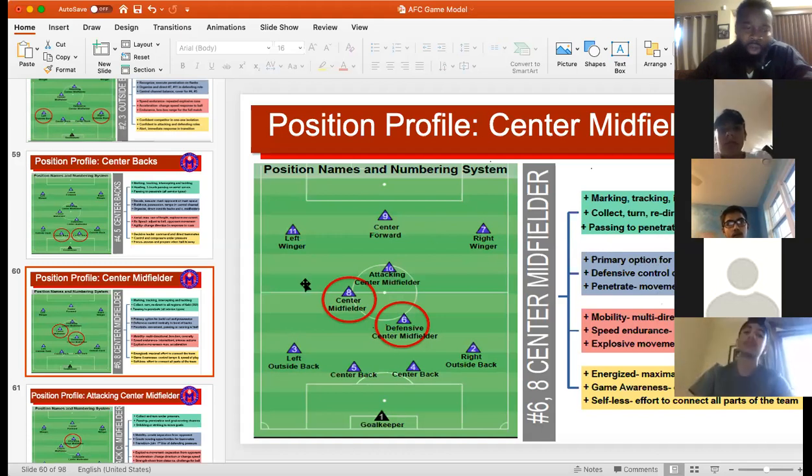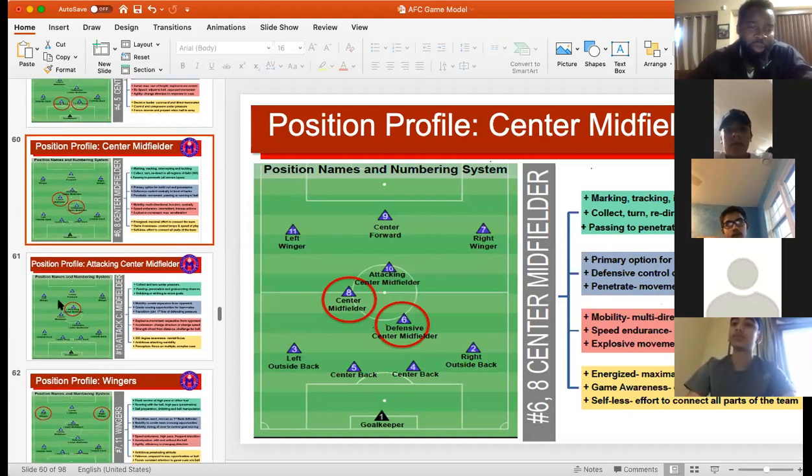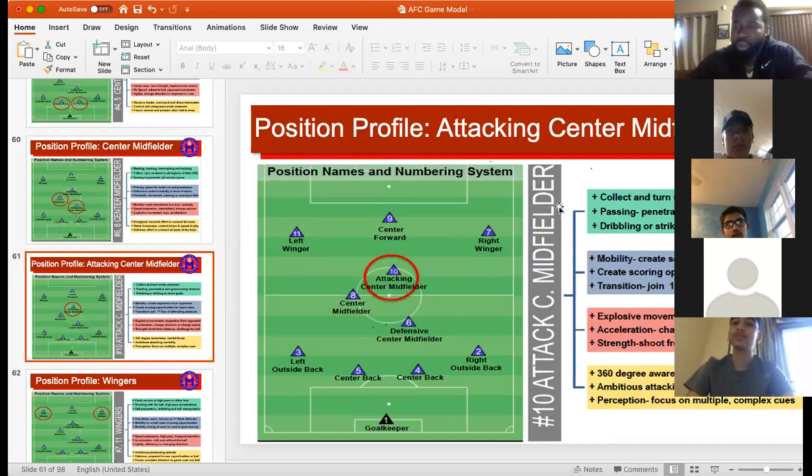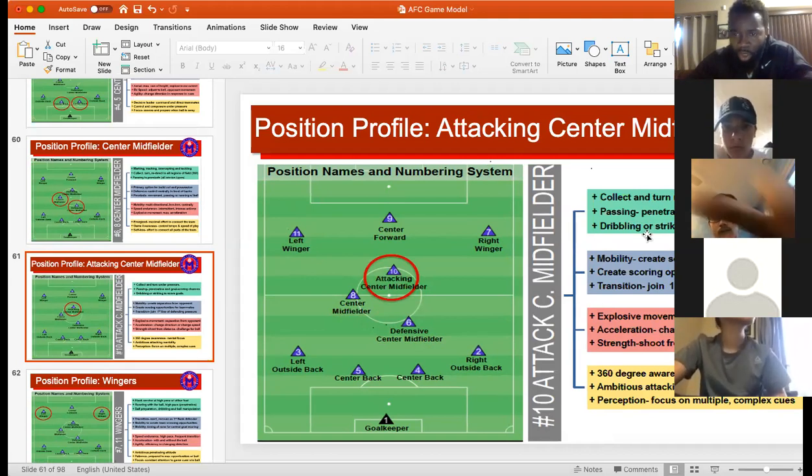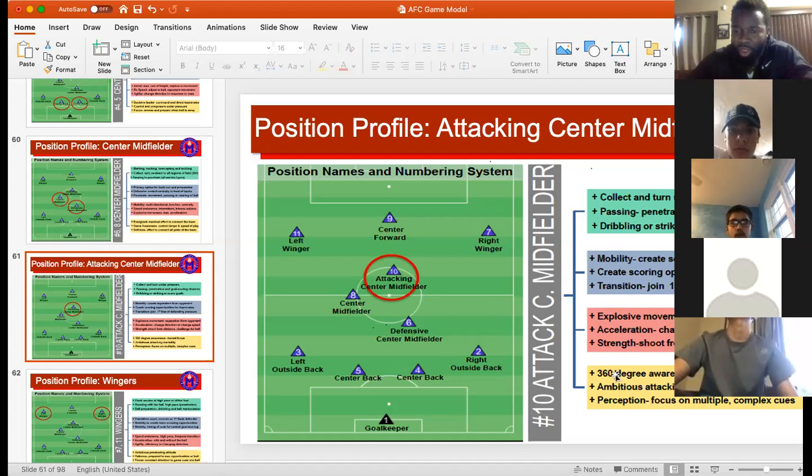You should have all that stuff be part of your game. Your number 10, you're Messi. Again, you've got to be creative. You've got to control the ball, turn under pressure. You've got to pass, penetrate, score goals, dribble, and strike. You've got to create separation. You've got to be able to transition into 1v1, line of defending pressure, explosive movement. Have 360-degree angle awareness. You've got to have mental focus.